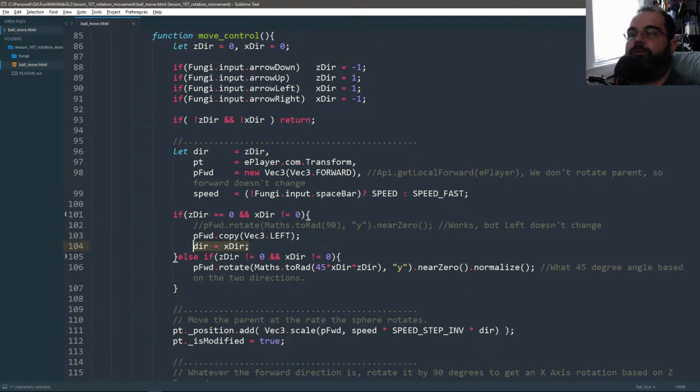Now, if I'm going forward and I'm turning a direction at the same time, like holding down the up button and the side button, I got to do a little bit of math. I got to rotate the forward by 45 degrees. So if I'm pointing forward, I need to rotate either 45 or -45 by it. So by multiplying by both, it allows me to do forward left, forward right, back left, and back right. It all works.